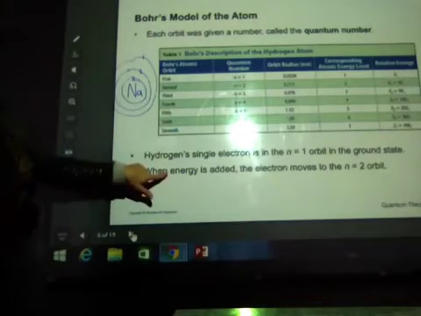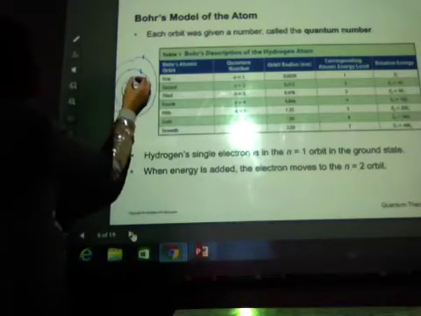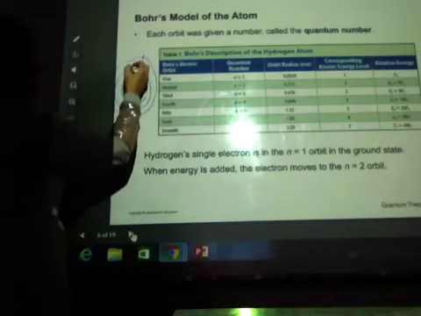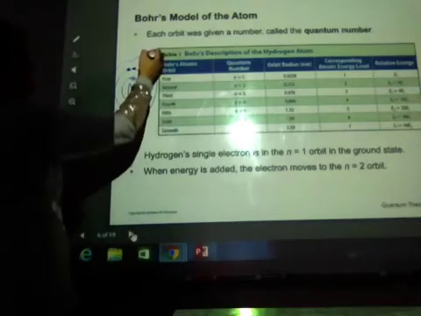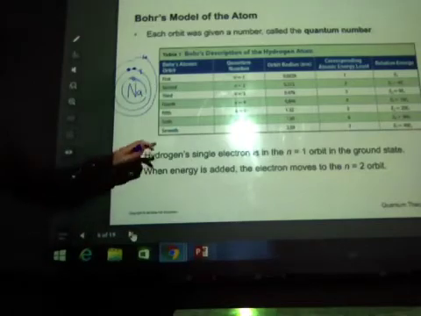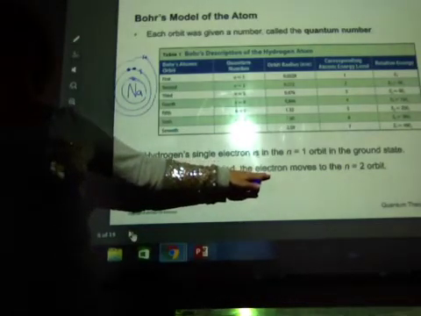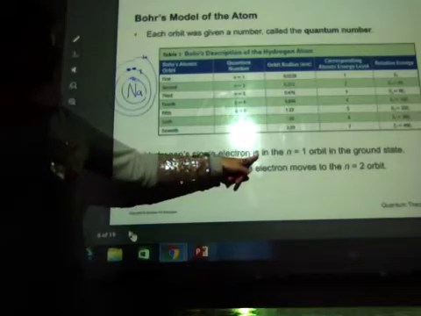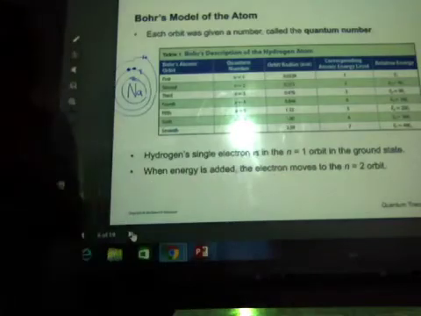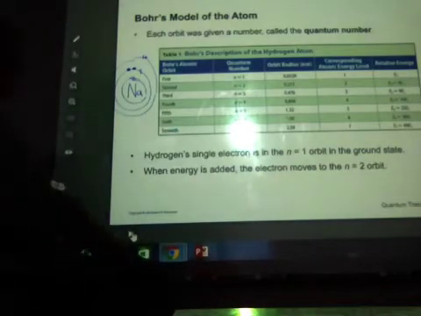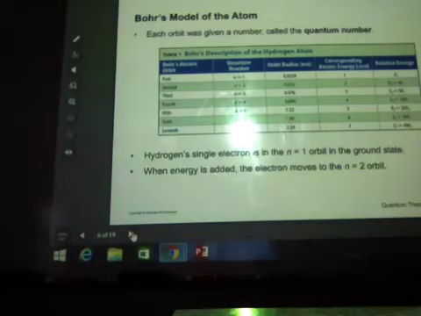Whenever energy is added, an electron can move. So if I add energy to my sodium, these 2 electrons might move up here and join the group of 8, while some of these might move up here. So whenever energy is added, electrons move to a different orbit. In hydrogen, there's only 1 electron, so it's going to move up to the second orbit because there is only 1 electron.